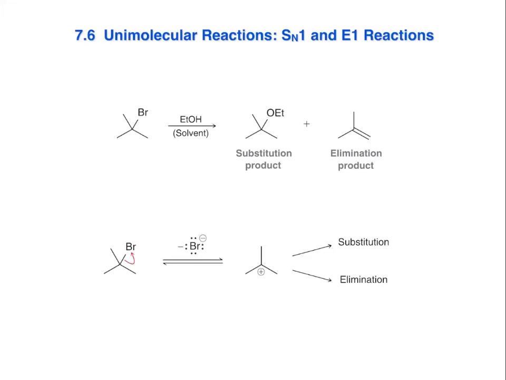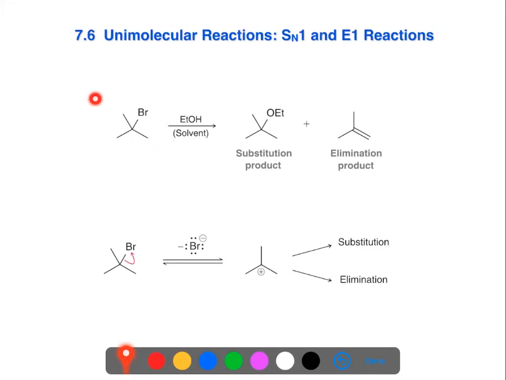In this video, we're going to cover section 7.6 on unimolecular reactions, specifically the SN1 and E1 reactions. As you can see in this figure, we have an alkyl halide reacting with solvent. And so there's no other reagents used in this particular reaction. The only reagent is the solvent in which this alkyl halide is dissolved.